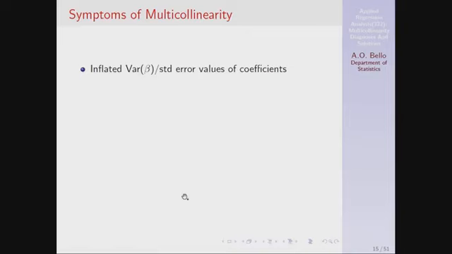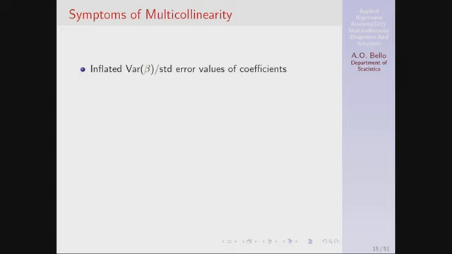Alright, we continue. This is the second video, so we'll continue on symptoms of multicollinearity. Some of the symptoms which you need to look out for in identifying whether there's multicollinearity in a model: it's checking the variance of the coefficient of the models.